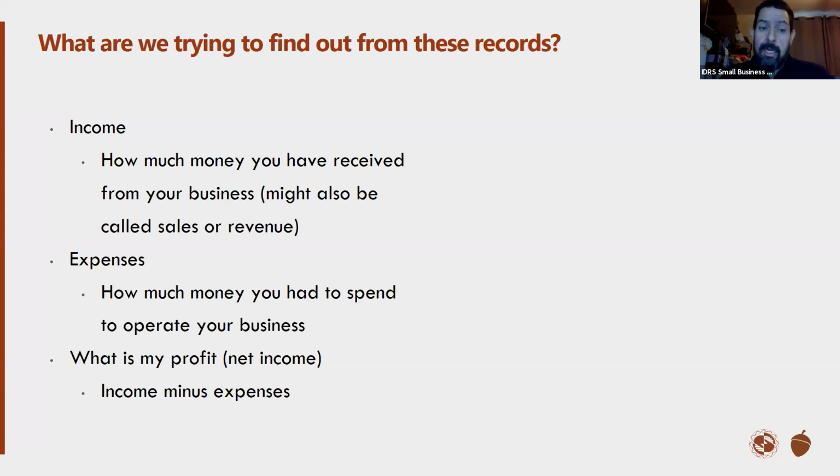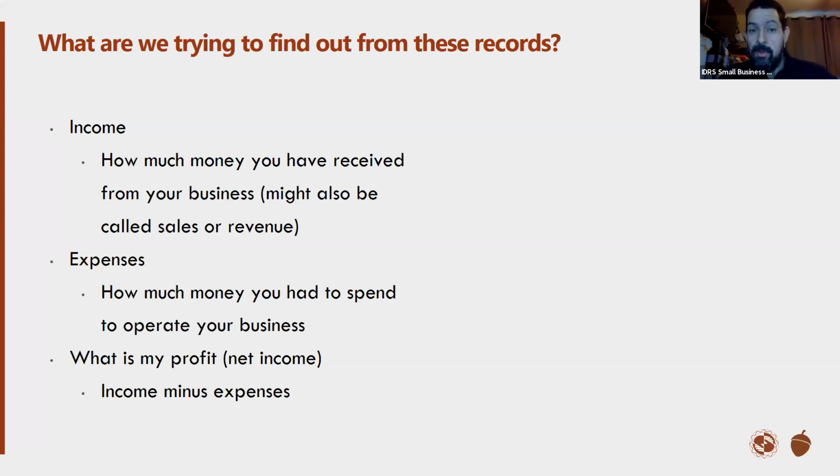We'll talk a little bit about taxes later. But we're going to want to look at income, so how much you've received from your business. These are your sales, all your sales and the gross sales you have, all the money that you've received. Then we're also going to look at expenses, so this is all the money that you've had to spend to operate your business.